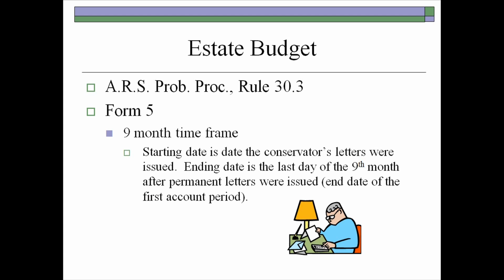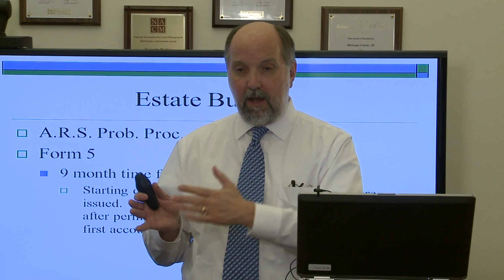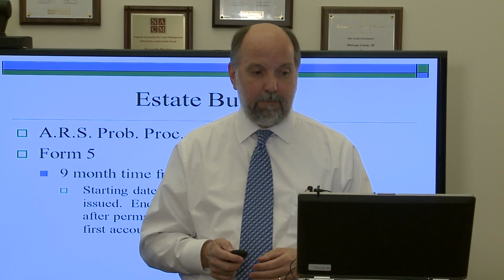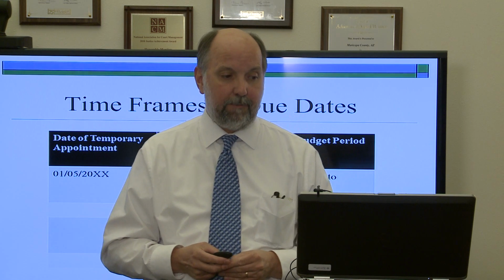You'll use Form 5 of all of our forms that we have, Form 5, and you use a 9-month time frame. The starting date is the date, again, that your letters of appointment were issued. The ending day is the last day of the 9th month after the permanent letters were issued. Not the temporary, after the permanent letters were issued. That way, you have a 9-month period that you're using for the budget. And that's the initial budget.